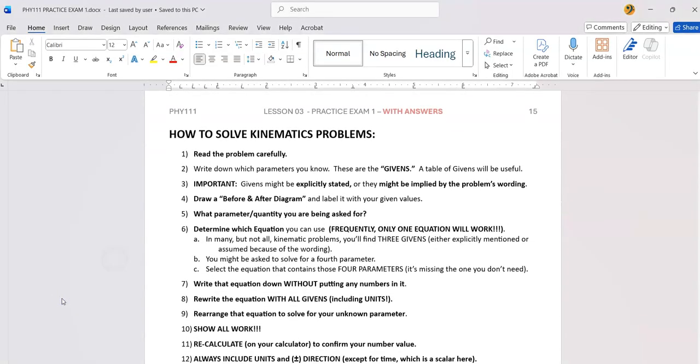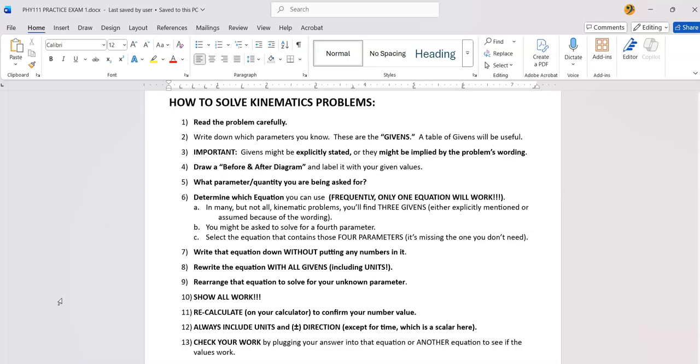Now, if we look at the next page here, the next page are basically strategies for how to use these equations to solve kinematic problems. And the assumption here is we're not talking about the simplified speed equals distance over time problems when the acceleration is 0. I'm talking about standard kinematic problems where you know there is an acceleration that's some positive value or some negative value. So you're going to read the problem carefully, and that's true for any problem. You're going to write down the parameters you know, and that will be true for even the simplified kinematic problems that I just mentioned. And you can make a table.